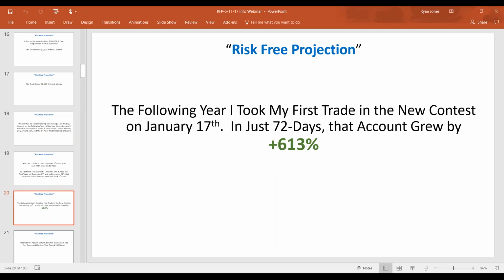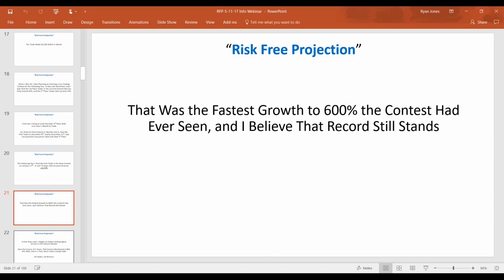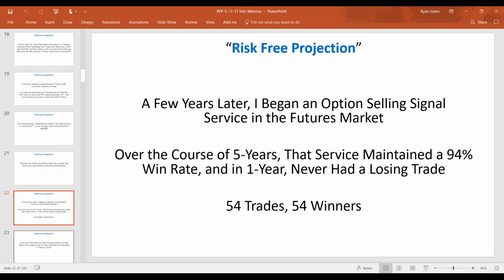I took my first trade on January 17th in that publicly viewed contest, and in 72 days that account grew by 613%. And that was the fastest growth to 600% the contest had ever seen, and I believe that record still stands today. And it was a tremendous, tremendous run. And I'll tell you more about that here in a little bit.